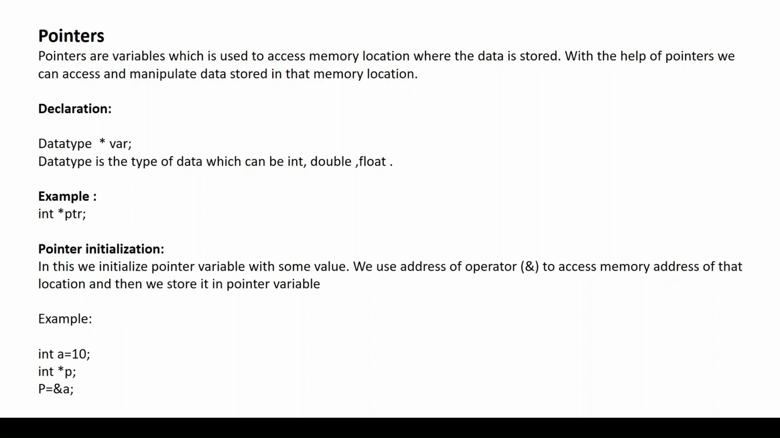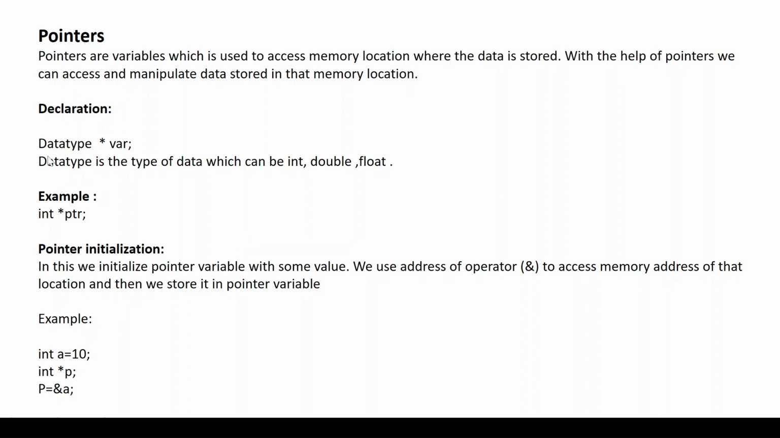Next in C, we are going to work with pointers. First of all, let's see what a pointer is. Pointers are variables which are used to access the memory location where the data is stored. With the help of a pointer, we can even access and manipulate data stored at some location in memory.